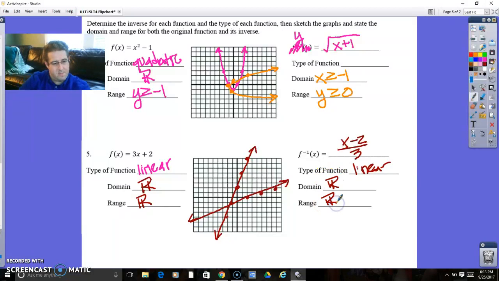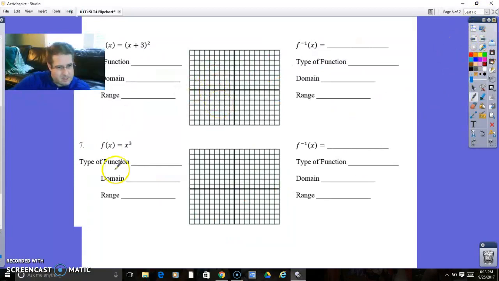All right, domain, all real numbers. Range, all real numbers. It goes infinitely left and right, that's the domain. Infinitely up and down, that is the range. All right, I see myself getting crunched on time, so I better make this the last one.